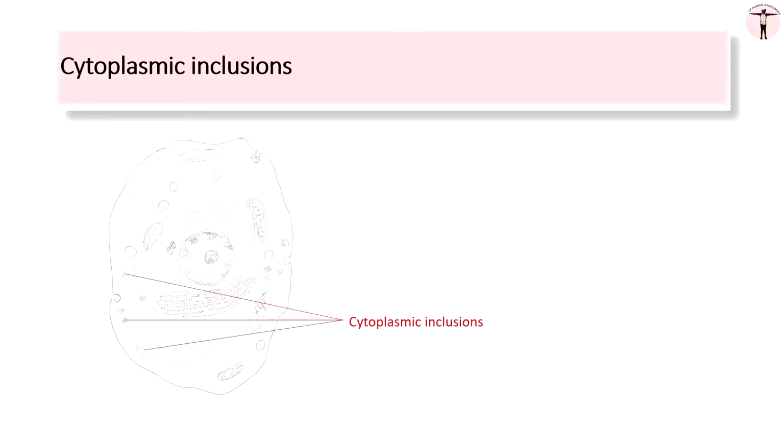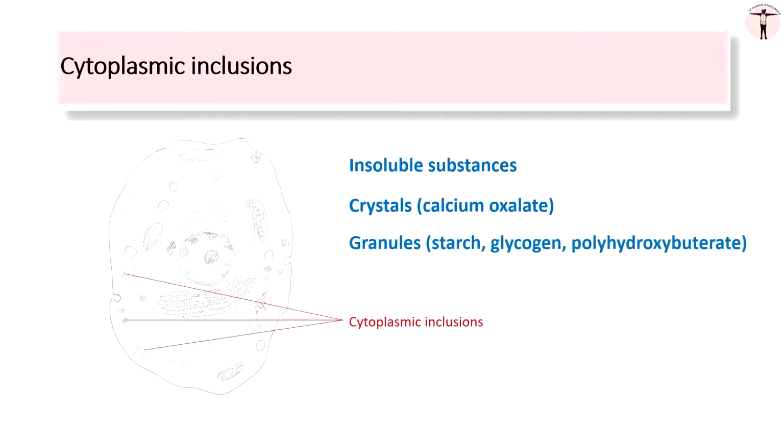The inclusions are small particles of insoluble substances suspended in the cytosol. A huge range of inclusions exist in different cell types like crystals of calcium oxalate, granules of energy storage materials such as starch, glycogen or polyhydroxy butyrate and lipid droplets.